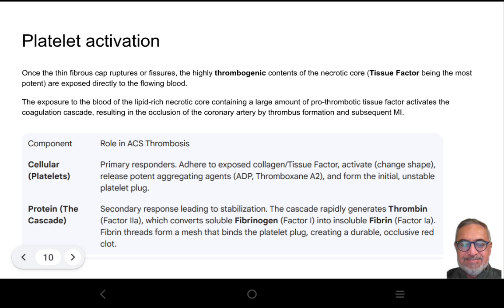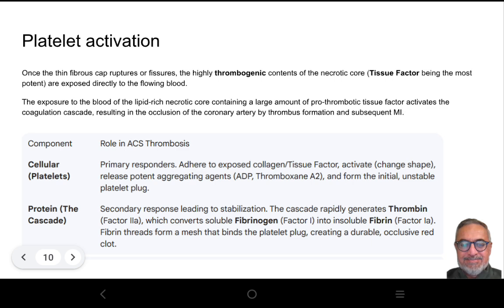The coagulation cascade contains the cellular component and the protein component. The cellular component are the platelets, they are the primary responders. They adhere to exposed tissue factor, they activate and change shape and release potent aggregating agents ADP, thromboxane A2, and form the initial unstable platelet plug.